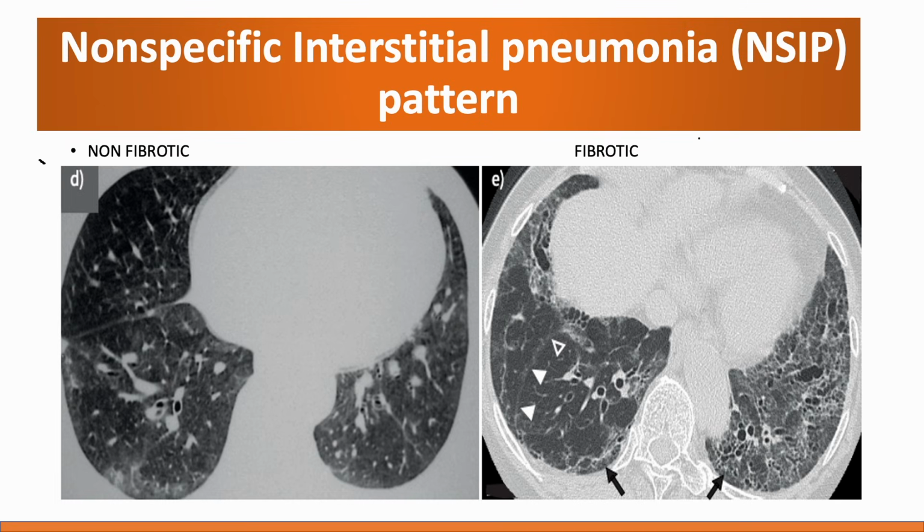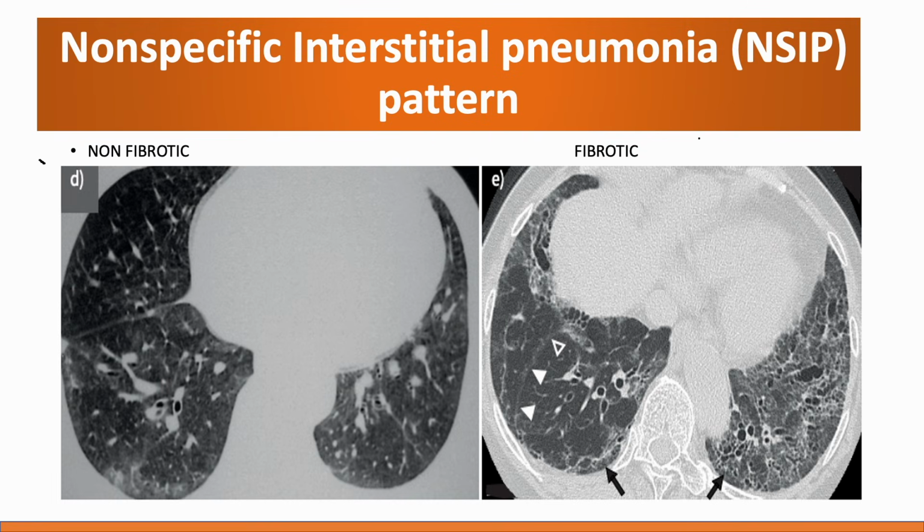So again, lower lung predominant with ground glass, less of reticulation. You can't see the traction bronchiectasis. You don't see the other signs of fibrosis in a non-fibrotic one. And always remember the subpleural sparing. That is typical of an NSIP.